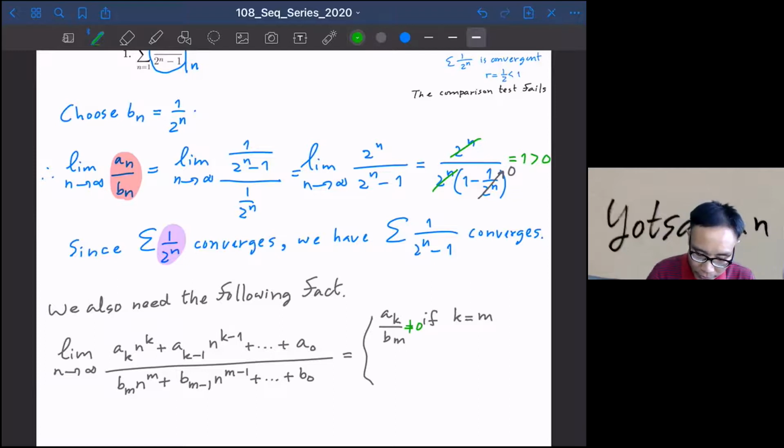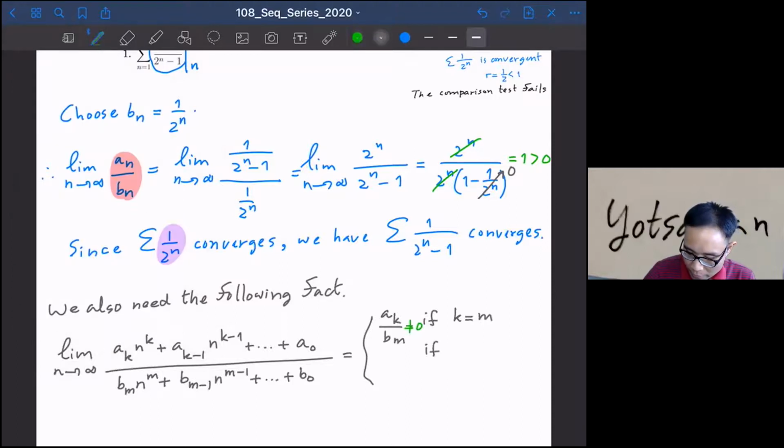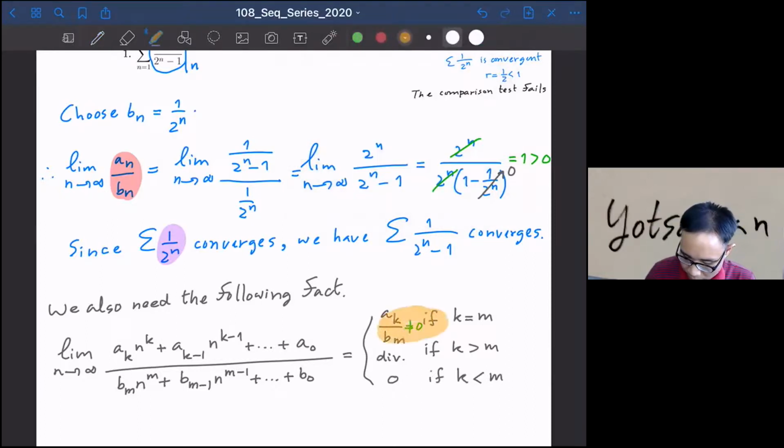And if you have k more than m, it turns out to be infinity or negative infinity. So I'm just going to say divergent. So it's divergent if k is more than m, and it's 0 if k is less than m.